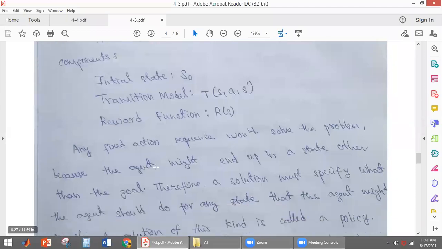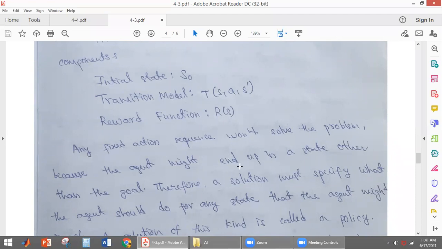So any fixed action sequence, just now we have discussed, is the action sequence to reach the goal state. Any fixed action sequence won't solve the problem because the agent might end up in a state other than the goal state. That is why we don't use any fixed action sequence here.